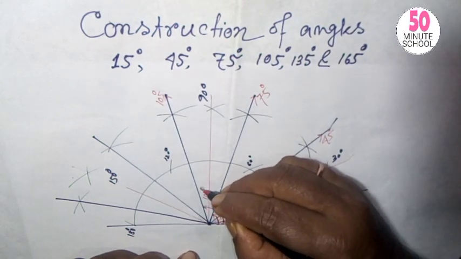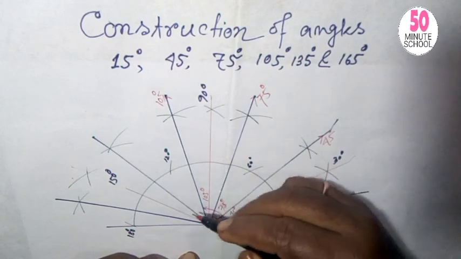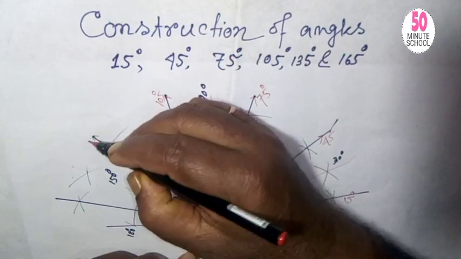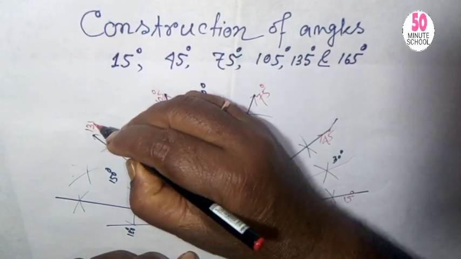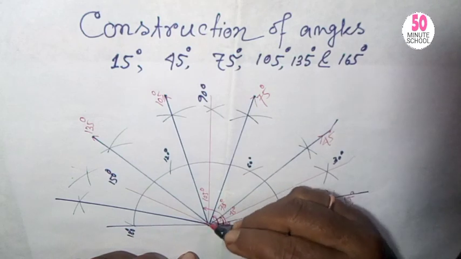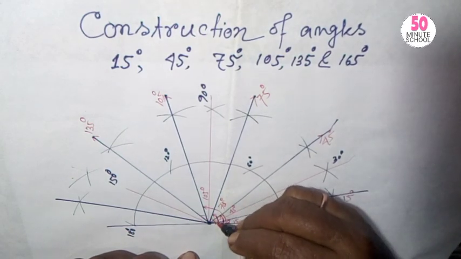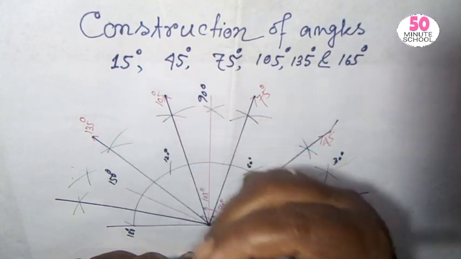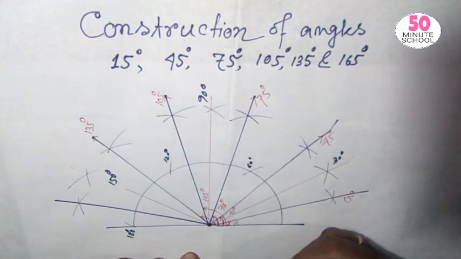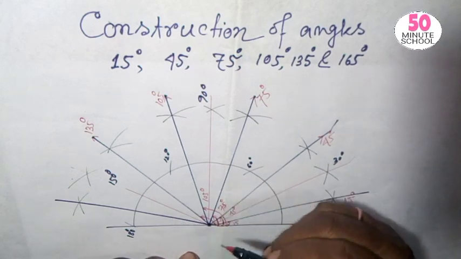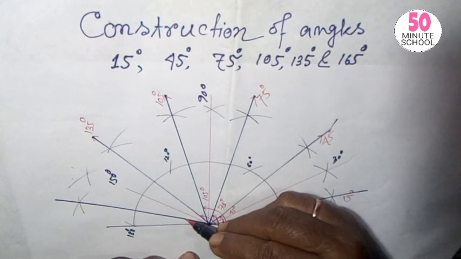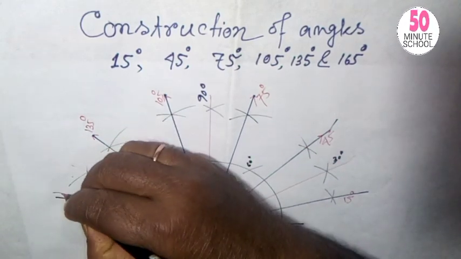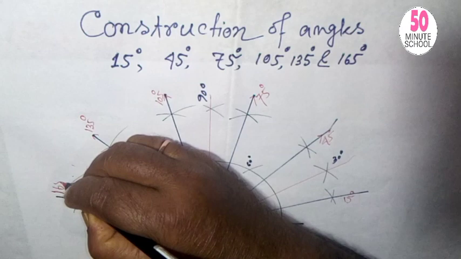105 degrees, and this angle is 135 degree. This angle, these are 135 angles. The last one is 165 degree.